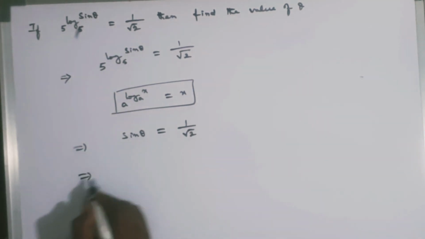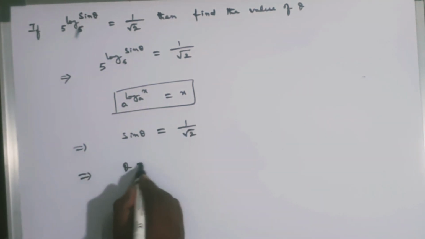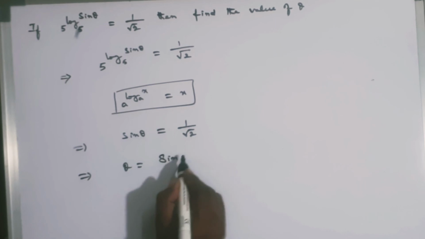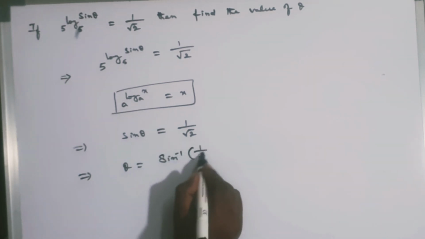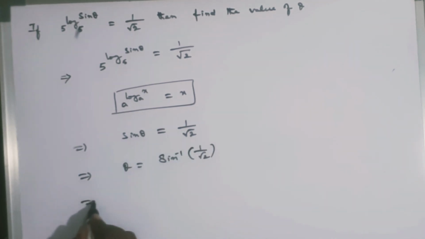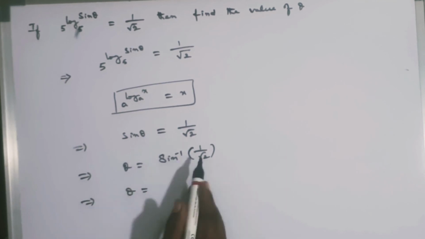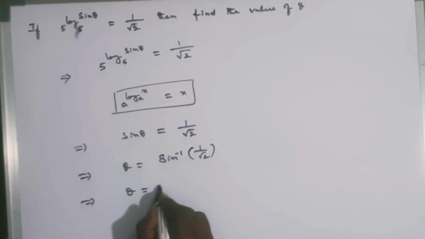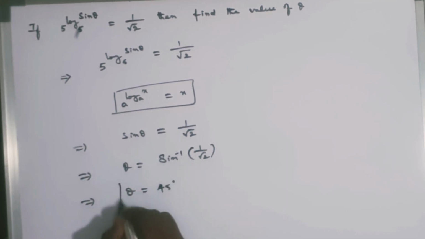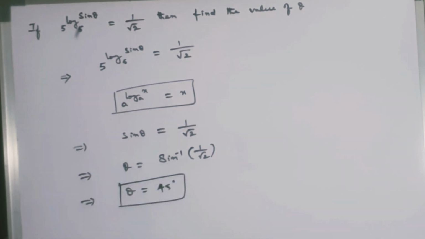You know, theta equals sin inverse of 1 by root 2. Theta equals, and sin theta, at theta equals 45 degrees, I will get 1 by root 2. What is the theta value? It is 45 degrees. Sin 45 is 1 by root 2. Okay.